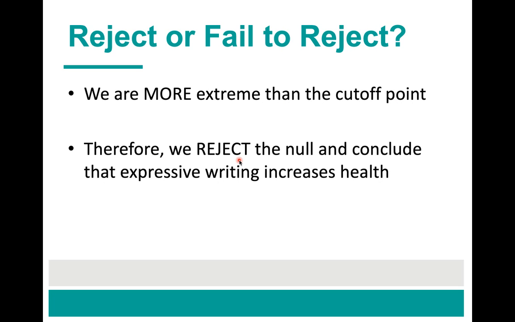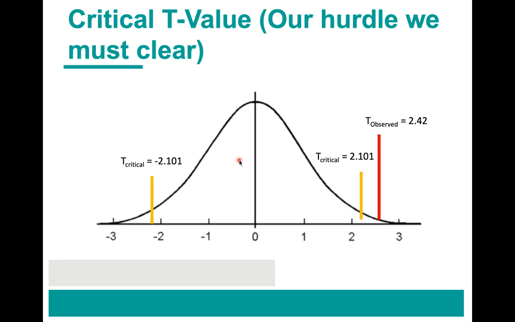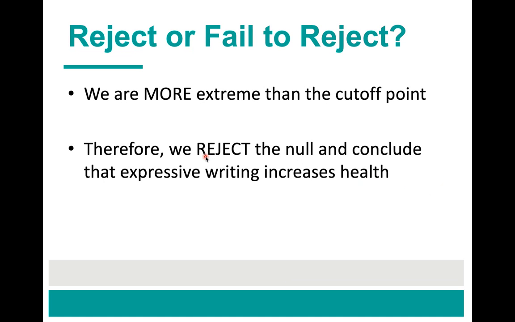And this is where the logic can get a little confusing. Remember, the null is the idea that the groups are equal, right? That's where we start. We start with the idea that they are equal. But we just found that they are not equal, right? They are extremely different from one another. So what we do is we reject the idea that they are equal. We reject the null, and we conclude that expressive writing does, in fact, increase people's health after trauma.